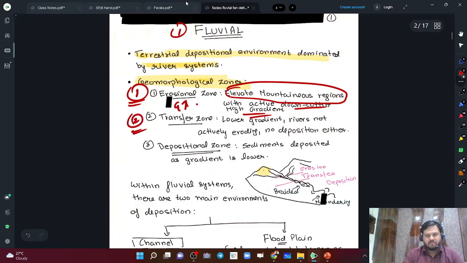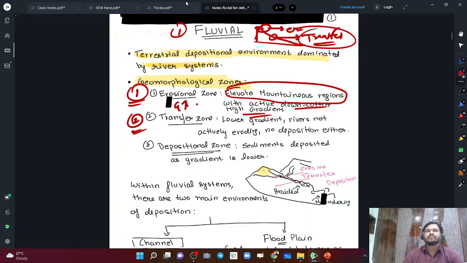That is a mid zone. Suppose I am drawing the cross section of river. This is mountain. This is mountain, and river is coming like this, right? So the mountains are here. This zone is erosion zone. The middle zone is transfer zone, right? Because this is the zone where mostly transportation of sediment happens. Neither deposition, nor erosion.